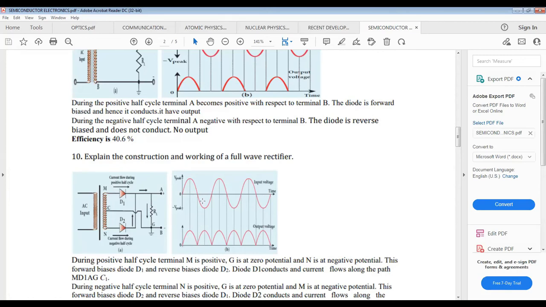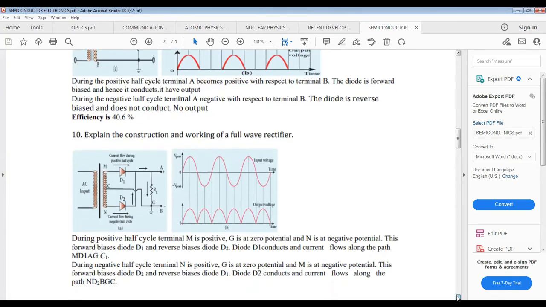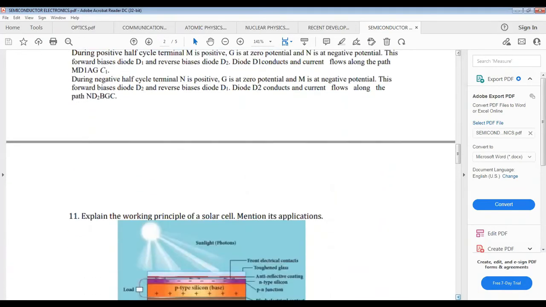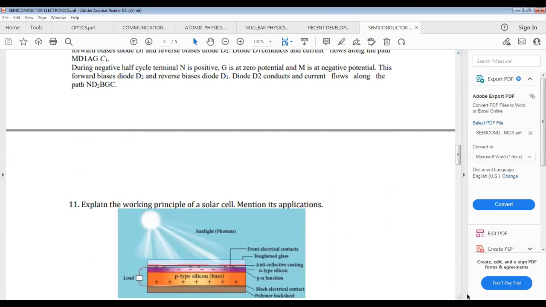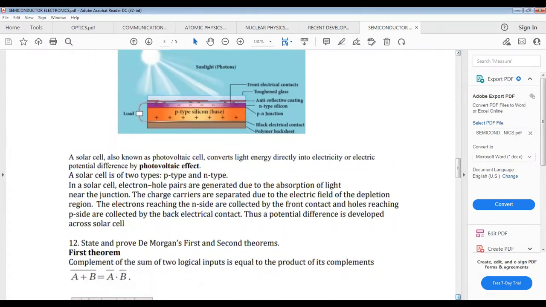During the first half, D1 is forward biased. During the second half, D2 is forward biased. So you are getting the output for the full cycle. There is no break in voltage. So you are getting the direct voltage as well as direct current as shown in the graph. Thus you can explain how the current goes during the positive and negative halves. Here the efficiency is very high, so we are using this type of rectifier. This is an important question, rectifier.